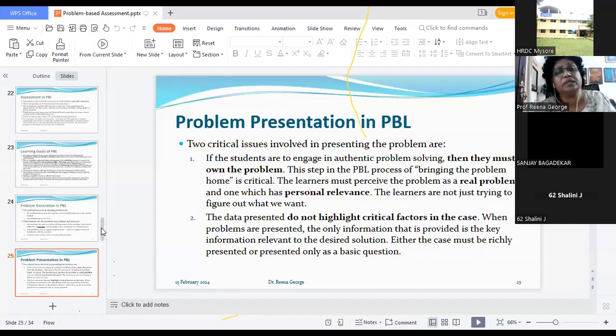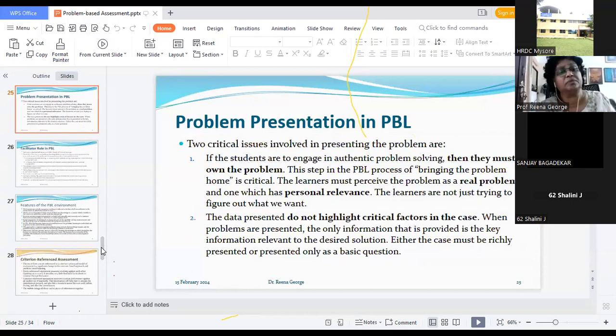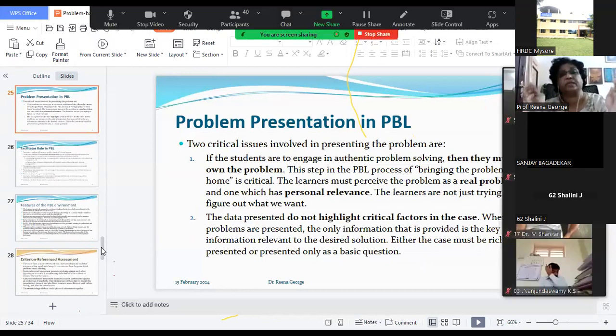And the next one is problem presentation. How to present this problem. Even in our PhD work or research work, how you present the problem is very important. How you word the problem. The wording of the problem, or the problem presentation, is very important.